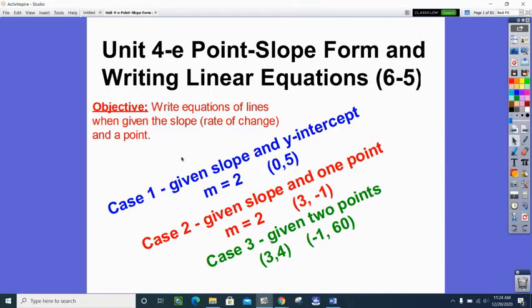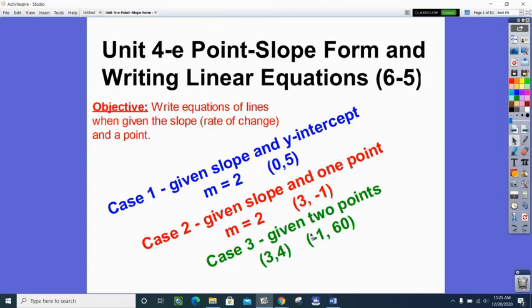So we will kind of review those ideas today. What we're going to do is write equations of lines when given the slope, which is a rate of change, and a point, but that point is not going to be the y-intercept. If we have the y-intercept and the slope, it's very easy to use the slope-intercept form and write it in y equals mx plus b, done. But what if the point you're given is not the y-intercept? That's what we're going to talk about today.